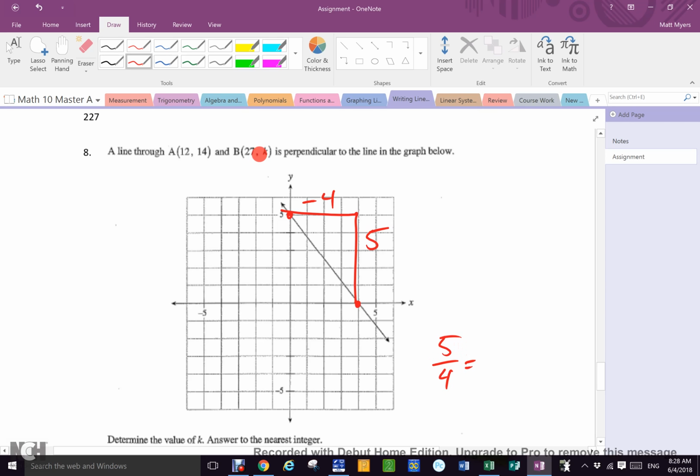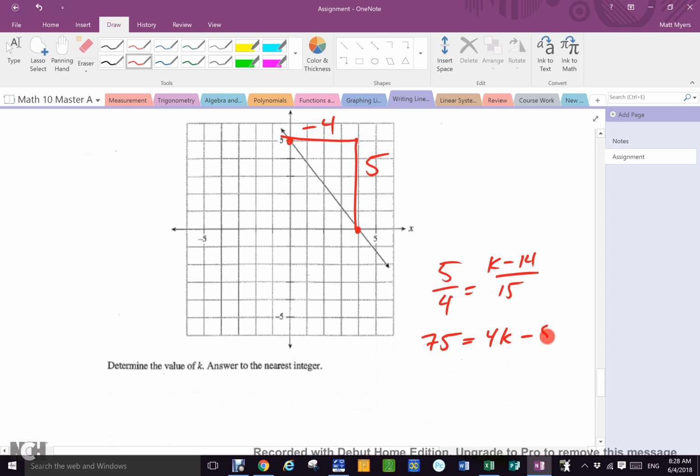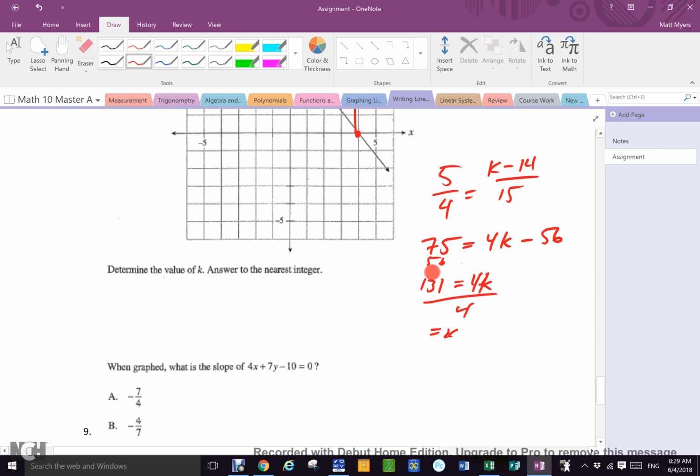And then I need the K, which is K plus 4, not plus, you dummy, K minus 14 over 27 minus 12, which is 15. 75 equals 4K minus 56. Plus 56 is 125, 131, I think. Yep, equals 4K. Then I divide by 4, and K equals, what does K equal? 3.